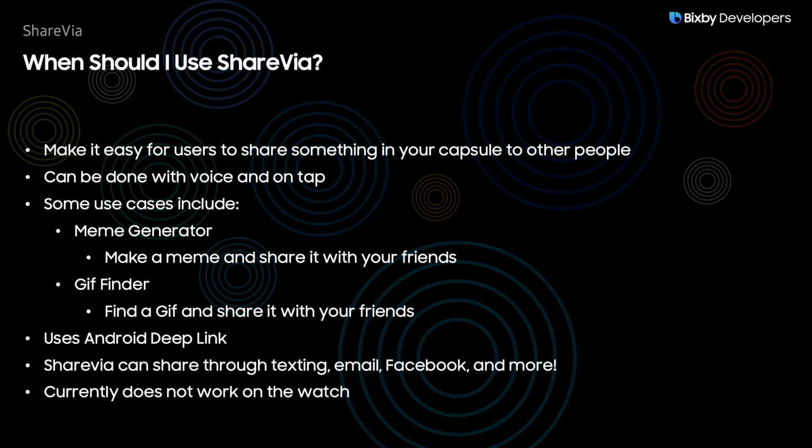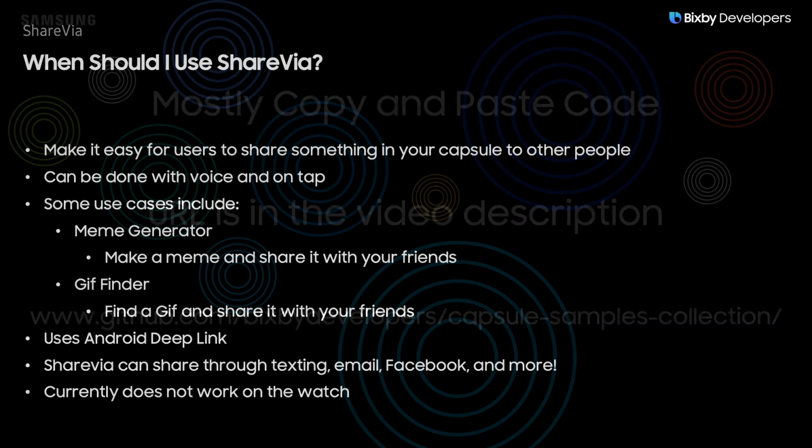with your friends. ShareVia uses Android Deep Link and thus gives it a lot of flexibility, because then you can select which app you'd like to share it with. For example, texting, email, Facebook, and more. Another thing to note is that it currently doesn't work on the watch.